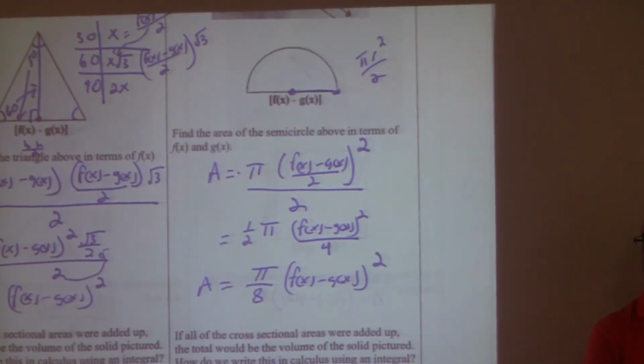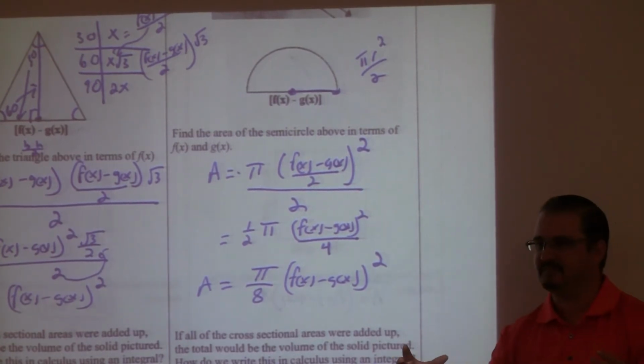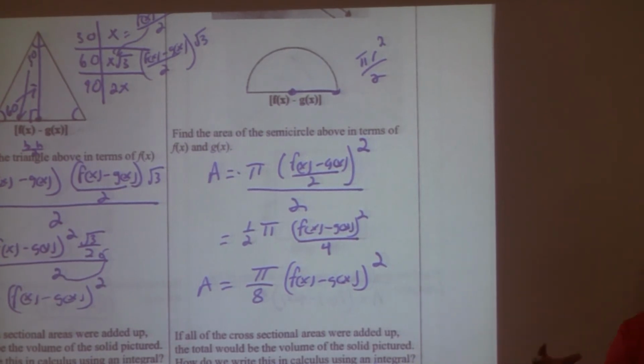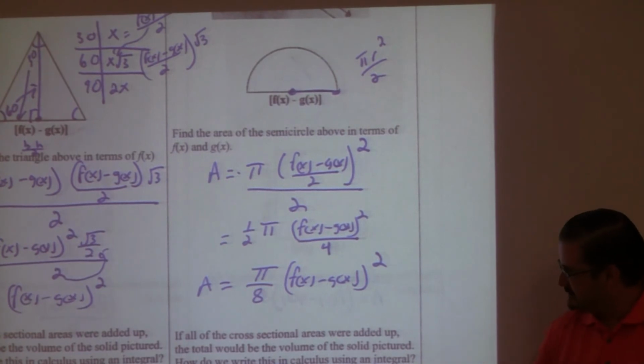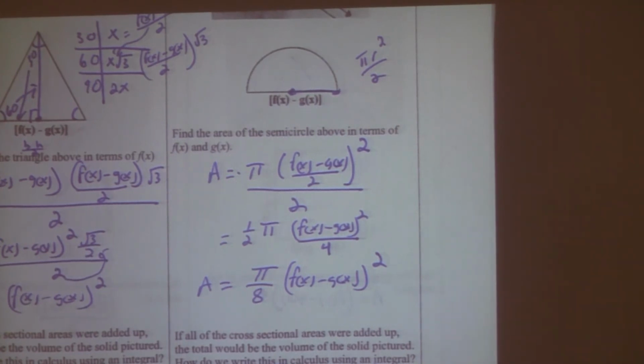Oh, the radius, right? So yeah, the radius would be half because the whole thing, f of x minus g of x, would be the diameter, right? So you're right. Yeah. But that's just the radius of over 2. So what would it end up being? Pi over 4. Pi over 4? Yeah, very good. Pi over 4 times f of x minus g of x squared.